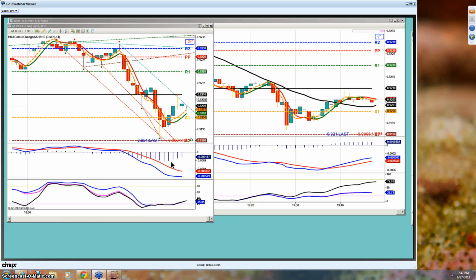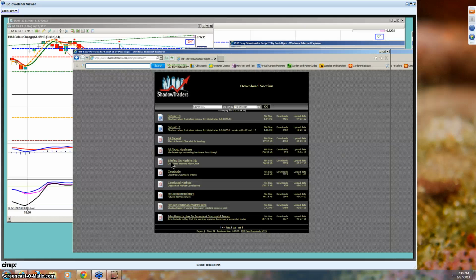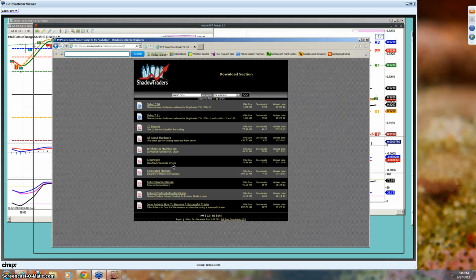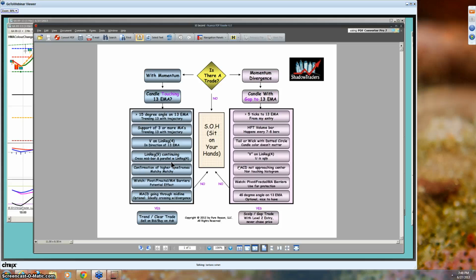Okay, so if you go to the members download section, the first document I suggest you always print out and make a copy of is the 10-second document. Very, very important. And the 10-second document covers the rules. I created a short list last week, but these are the basic rules, and this will cover you for your basic trend and your counter trend. You must know these rules backwards, and if you don't know them, you need to get them clarified.